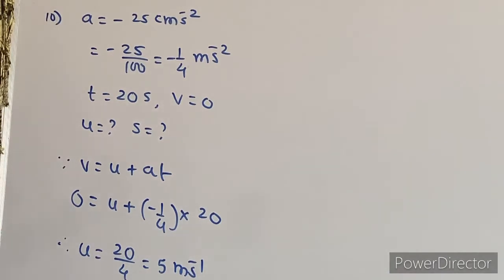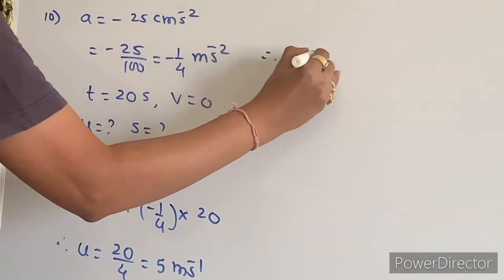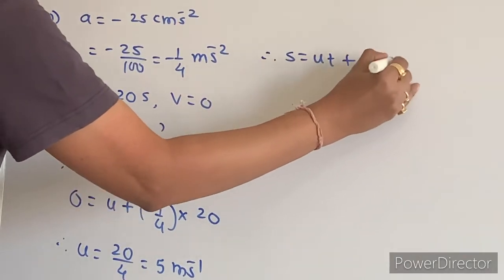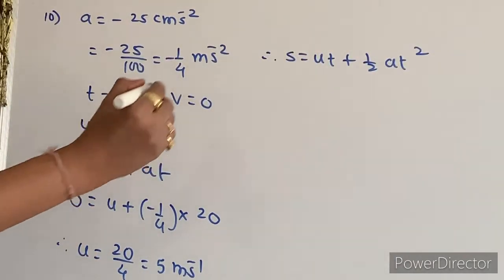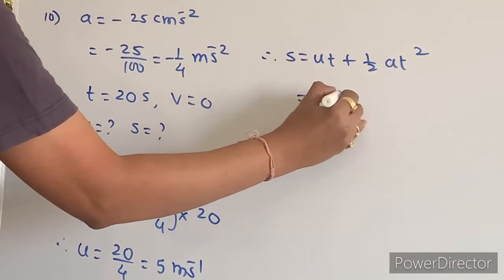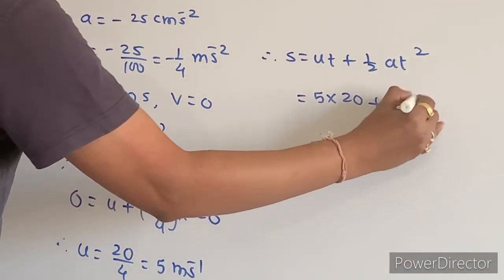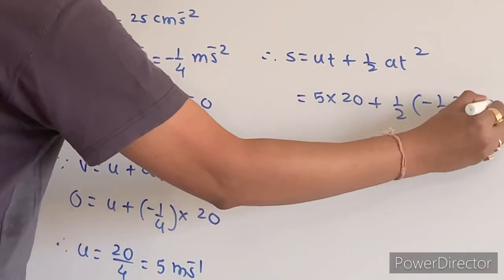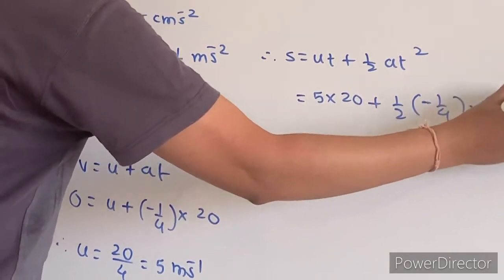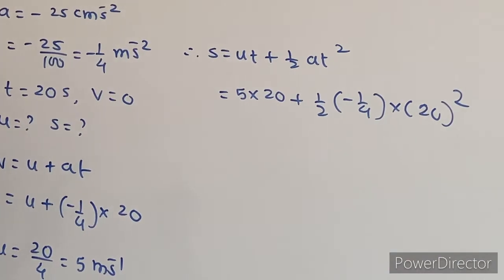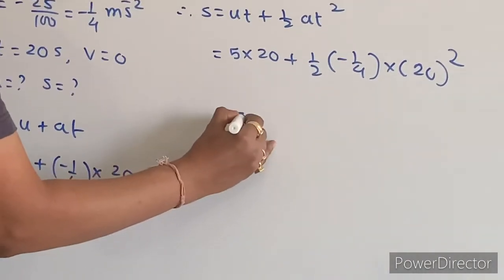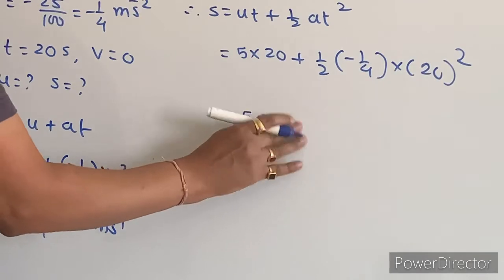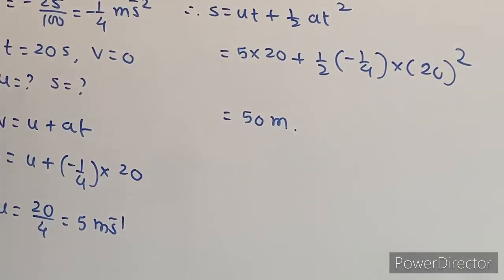Then what is the distance travelled? So s is equal to ut plus half at square. U is 5 into 20 plus half, a is minus 1 by 4 into t is 20 the whole square. If you substitute this value, this comes out to be 50 meters. Distance covered will be 50 meters. This is the answer. Okay, now we will go with the 11th. What is given in the 11th?